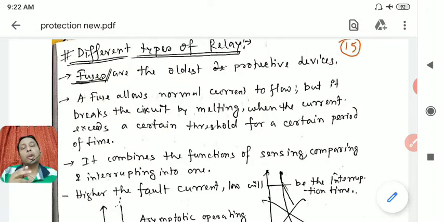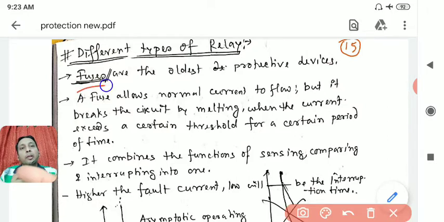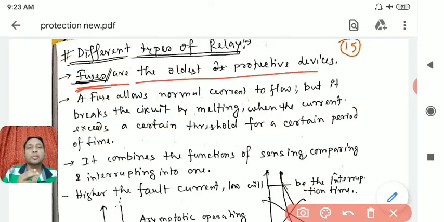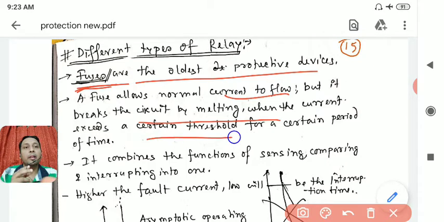So if we talk about relay, before going to relay, the first protection device that came is the fuse, which is still working in our normal household. In small transformers we are still using it. So fuses are the oldest protective devices. So what does a fuse do? It allows normal currents through it, but it breaks the circuit by melting whenever the current exceeds a certain threshold for a particular period of time.